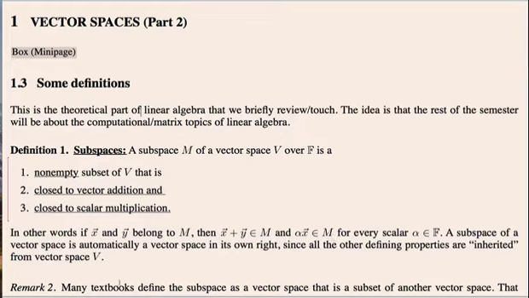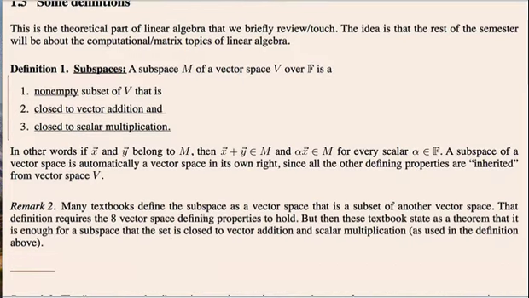A subspace of a vector space is automatically a vector space in its own right, since all the other defining properties are inherited from the vector space V. In fact, many textbooks define the subspace as a vector space that is a subset of another vector space. This definition would then require all the 8 vector space properties to hold for this subset M. And then what these books do is state as a theorem after this definition that it's actually enough to have these 3 properties for a subspace.